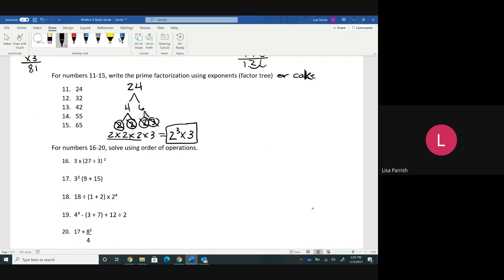Again, make sure if you're doing the tree or the cake, you're showing your work as you work your way down. And then circle your prime numbers and write your final prime factorization. Okay, I'll do one more.